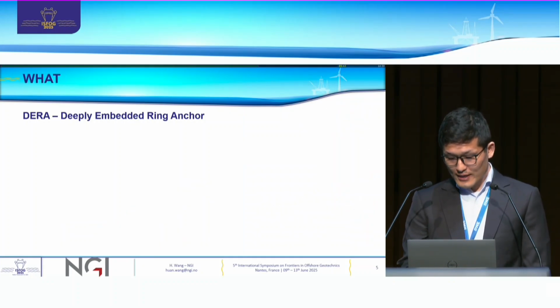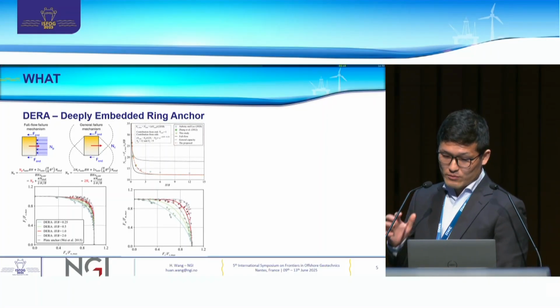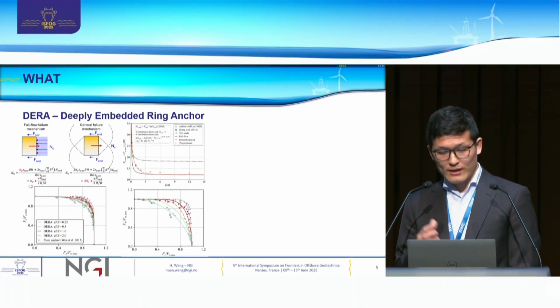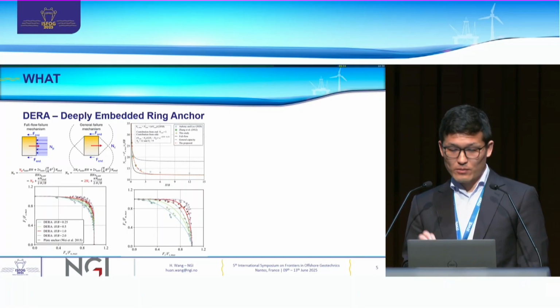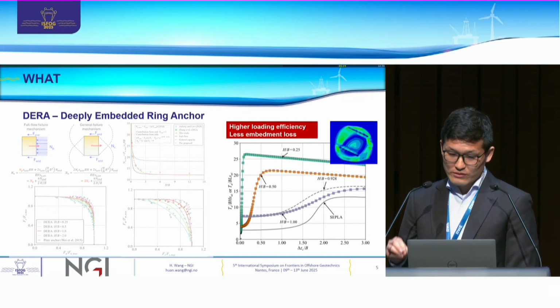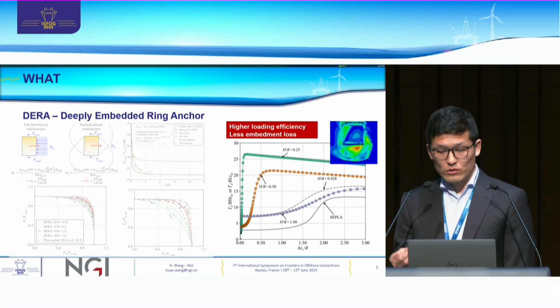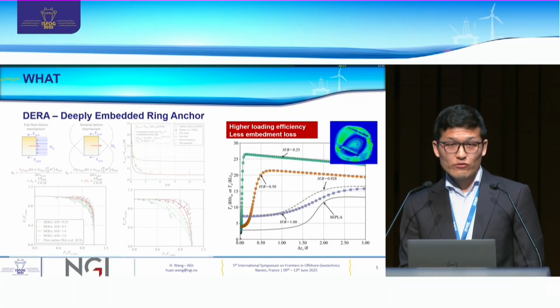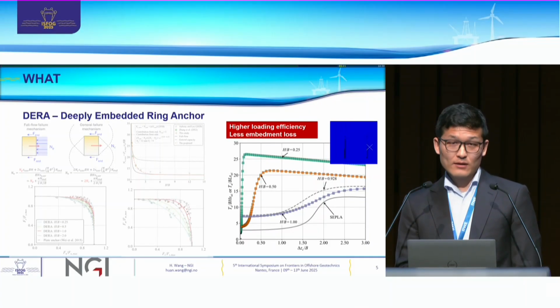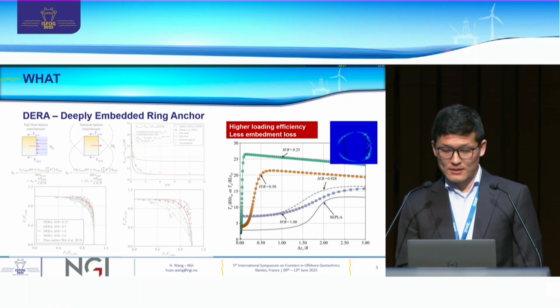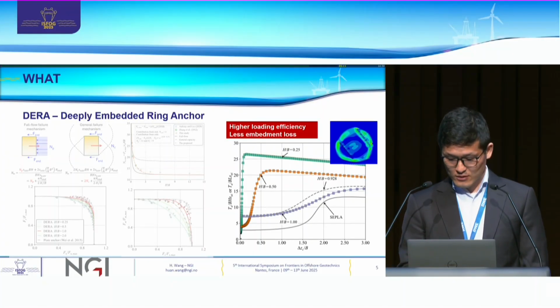So here is what we get. First, we performed numerical simulation to understand how the anchor bearing capacity works, how the anchor really behaves. We also developed some simple theory to calculate the anchor capacity. And with that, we also did the FE model to simulate this whole installation and keying process. And we do find that this ring anchor did offer very high loading efficiency and less embedment loss, so it can be a good solution, actually.